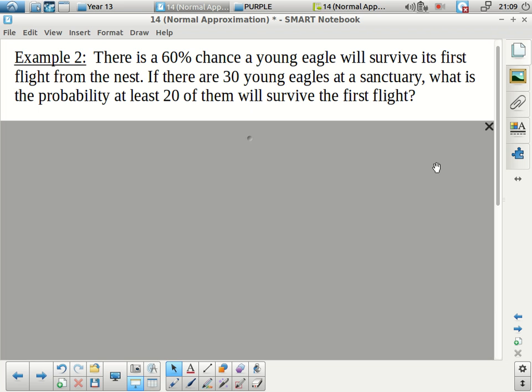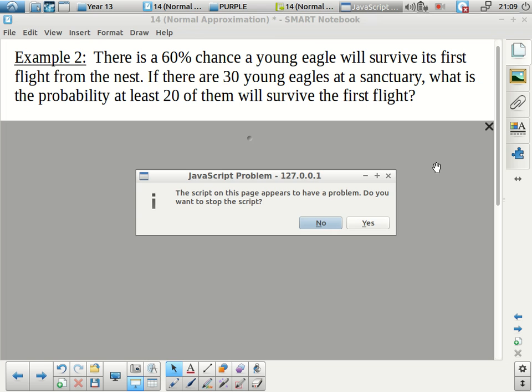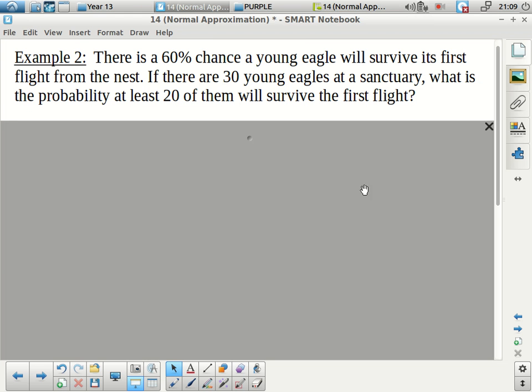Okay, so for our final example here, there's a 60% chance a young eagle will survive its first flight from the nest. If there are 30 young eagles at a sanctuary, what is the probability at least 20 of them will survive their first flight?